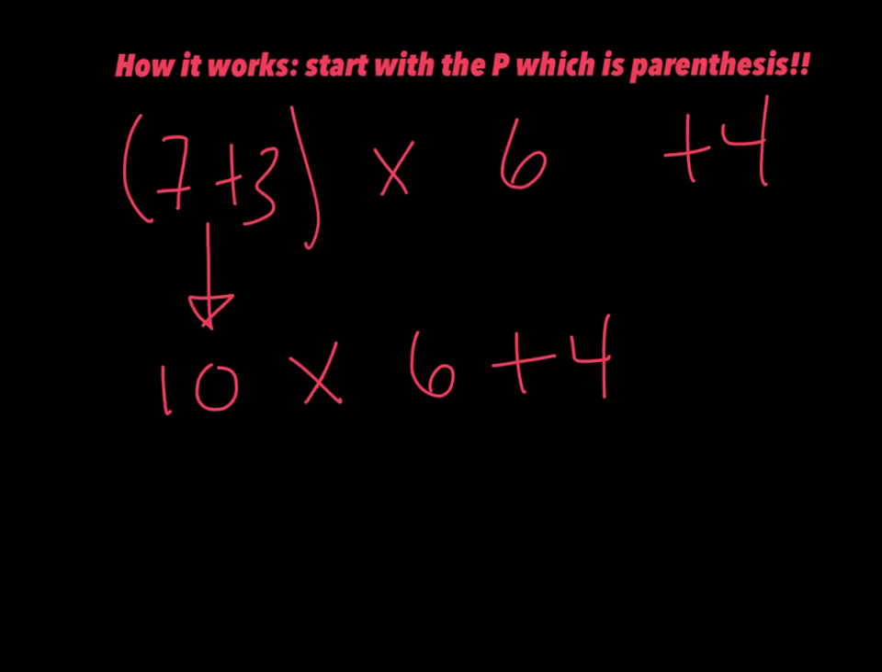So as you can see, what I did is I started with the parentheses, and I started with 7 plus 3, because those are the two numbers that are wrapped in the parentheses. So 7 plus 3 equals 10. Then you bring everything else in the problem down. So the new equation is 10 times 6 plus 4.